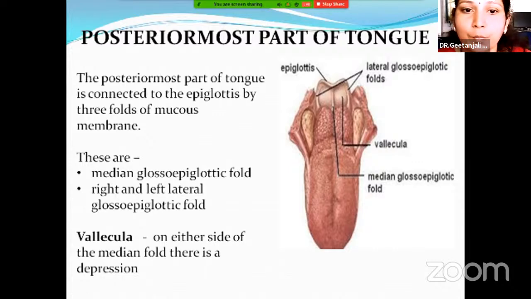The posterior most part of the tongue is connected to the epiglottis by three folds. One is the median glossoepiglottic fold. This is the right lateral glossoepiglottic fold and this is the left lateral glossoepiglottic fold. And one more structure, that is vallecula, which is present on either side of the median fold.